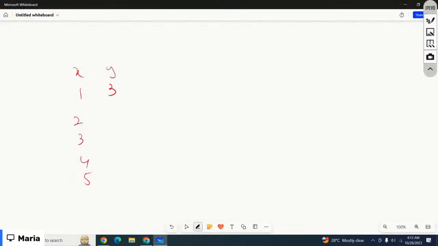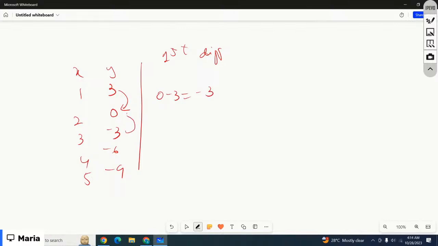Okay, 3, 0, -3, -6, -9. Let's just calculate their first differences. For this one, 0 minus 3, -3. For this one, -3 minus 0, -3. Then -6 minus (-3), that would be -6 plus 3.